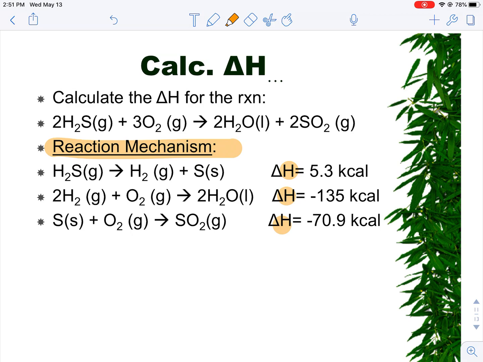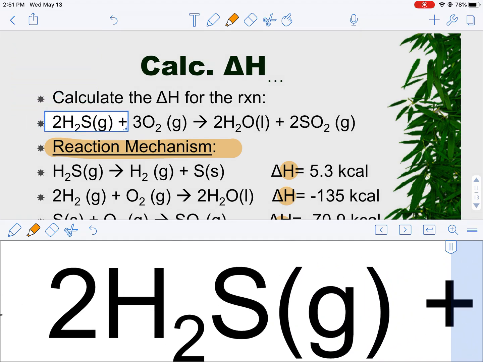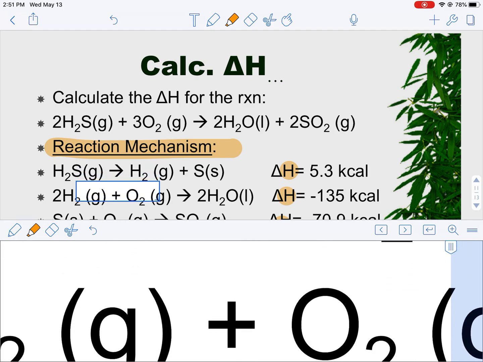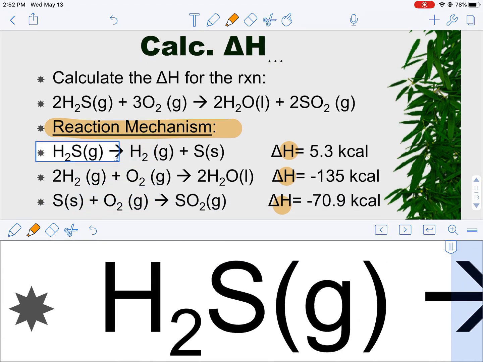It's not as simple as just adding these 3 heats of reaction up, however. We need to double check that the reaction mechanisms as they're written are going to match that of the overall reaction. And we do that systematically by looking one at a time. The first species in our overall reaction is dihydrogen monosulfide. I'm now going to try to find it in the 3 mechanisms, and I find it here in the first one. In the reaction mechanism, step 1, it shows up as a reactant.